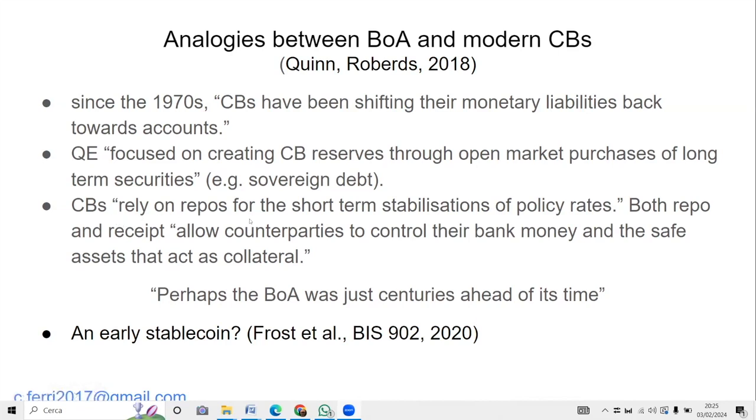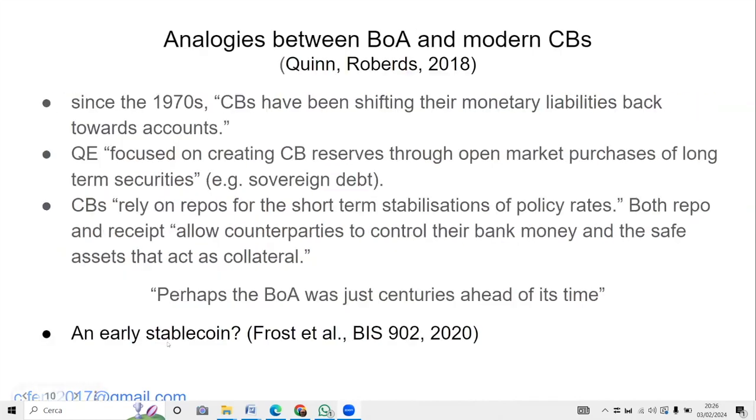Central banks rely on repos for the short-term stabilization of policy rates. In fact, repo and receipt are quite similar, allowing counterparties to control their bank money and the safe assets that act as collateral. So they conclude, perhaps the Bank of Amsterdam was just centuries ahead of its time.